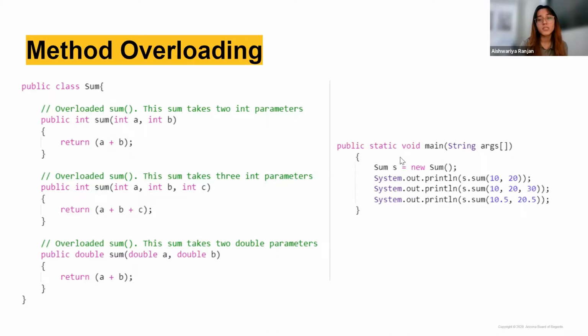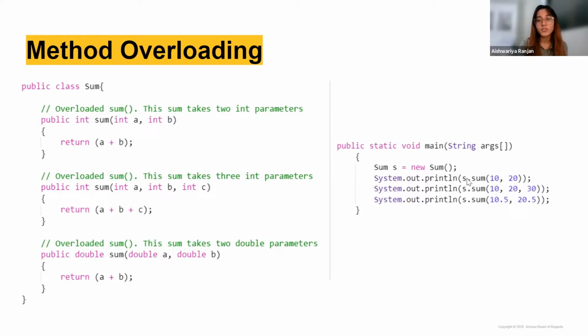So how would you call these? How would you call them in main differently? So first we create an object. So we have sum s equals new sum. I created an object s of the class sum. And then over here, I'm printing out s dot sum. Okay, so directly in the print statement, I have called the method of the sum class using the dot operator. So I'm printing s dot sum of 10 and 20.